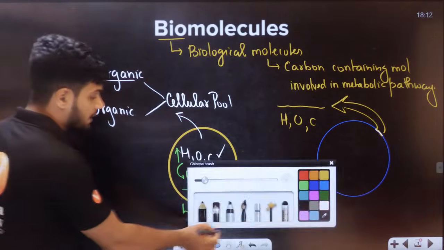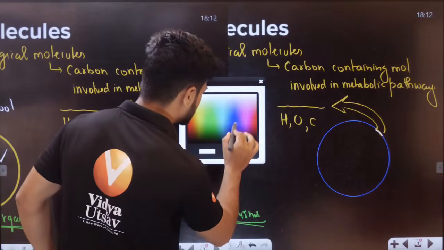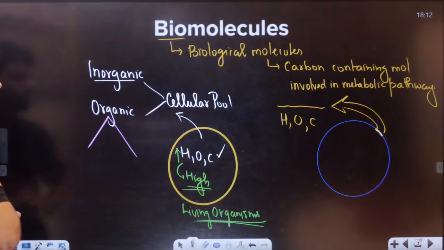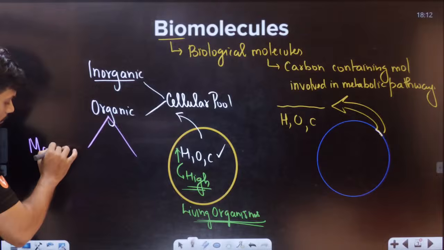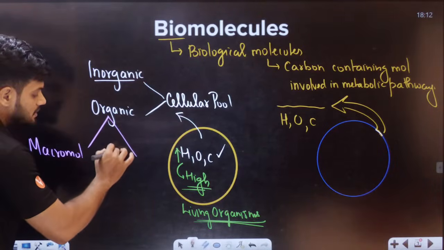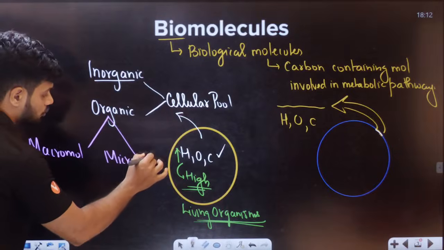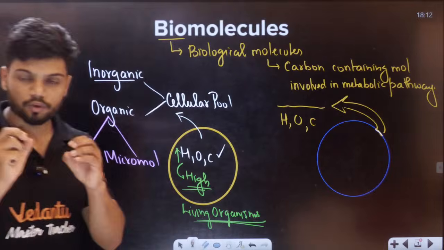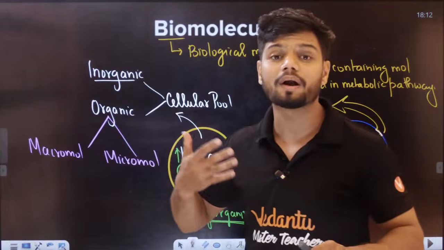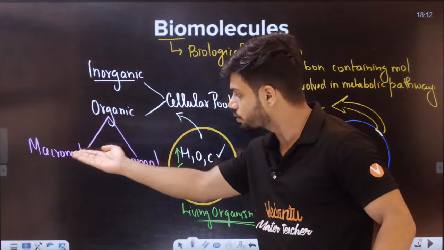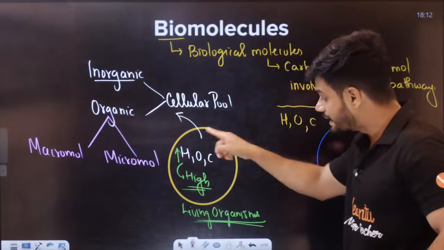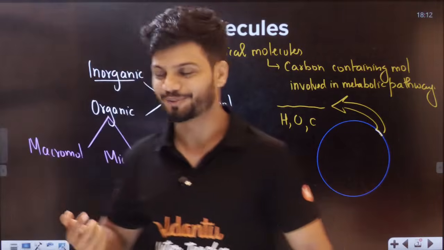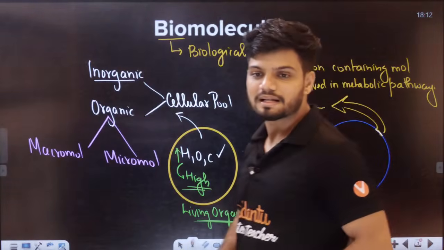Now, the organic part. In this organic part, we have mainly two types of molecules: one is called macromolecules, and one is called micromolecules. This is what we'll be studying in today's class, the different types of macromolecules and micromolecules present inside a cell. Is that clear to all of you?